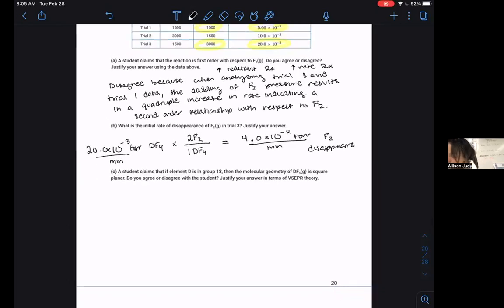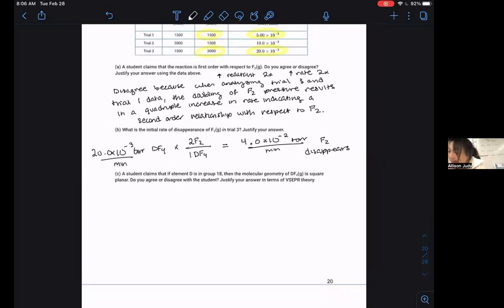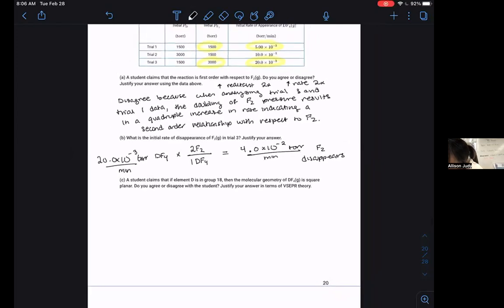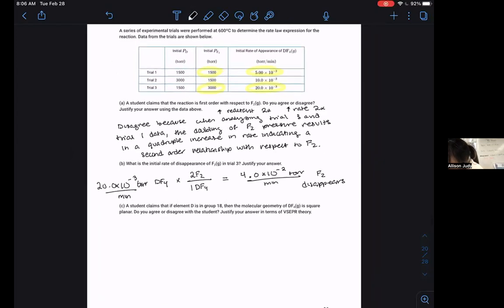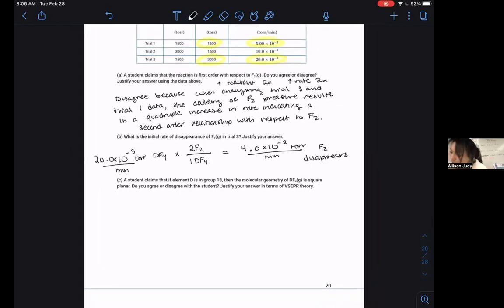Okay. C, a student claims that if element D is in group 18, then the molecular geometry of DF4 is square planar. Do you agree or disagree with the student? So here's the thing to remember: if element D is in group 18, then element D would have 8 valence electrons. F is going to have 7 valence electrons, giving us a total of 28 for the four fluorines. So our total valence electron count would be 28 plus 8, which is equal to 36.